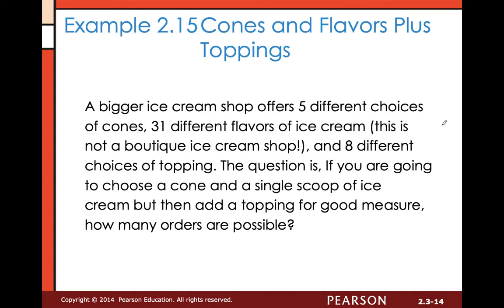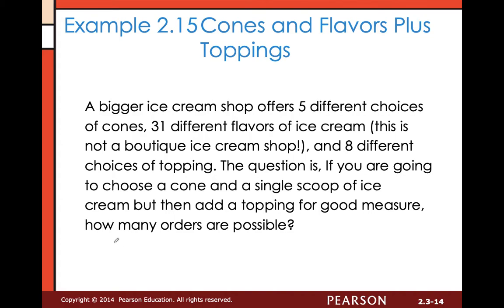All right, so Bigger Ice Cream Shop offers 5 different choices of cones, 31 different flavors of ice cream, it's not a boutique ice cream shop, and 8 different choices of topping. The question is, if you're going to choose a cone and a single scoop of ice cream, but then add a topping for good measure, how many different orders are possible?